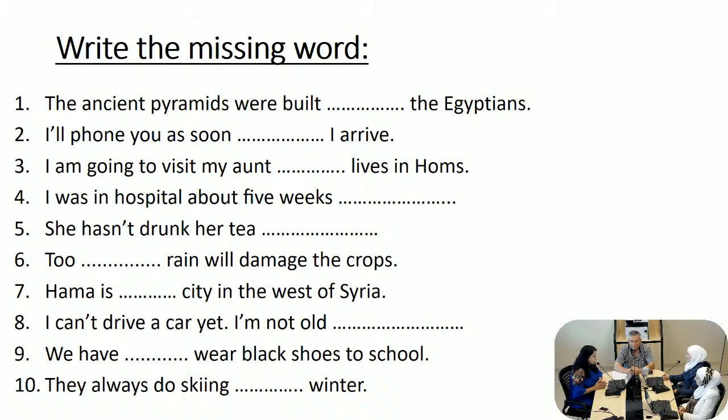Hama is a city. It's one of many cities. It's in the west of Syria. Again, we have to pay attention that we only have one west, so it's the west of Syria. With directions, we only use the: the west, the north, the east, etc.